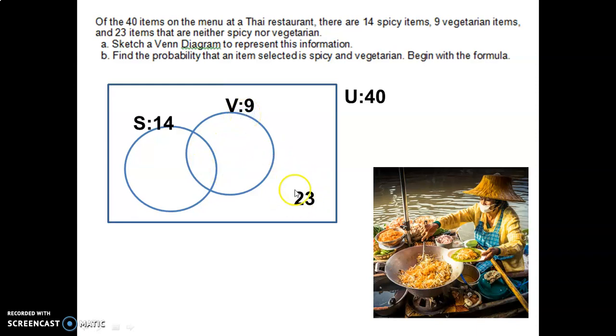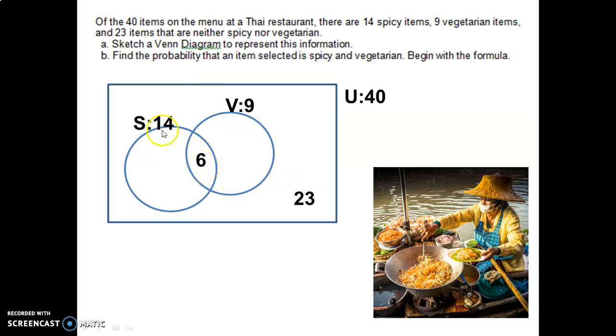23 are neither spicy nor vegetarian. And we know these overlap because when you add 14 and 9, it's 23. And then you have 23 out here, and that makes more than 40. So anytime everything in here adds up to more than 40, or more than what you know is your universal set, you need to put the overlap. So now we also know there must be 6 here.